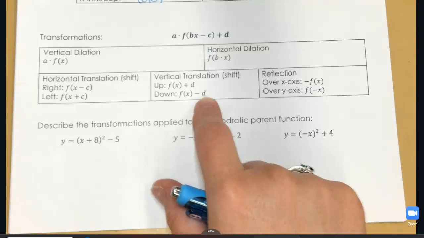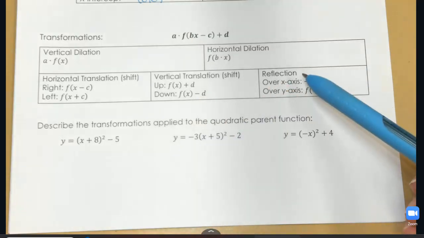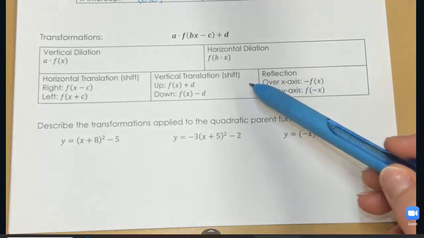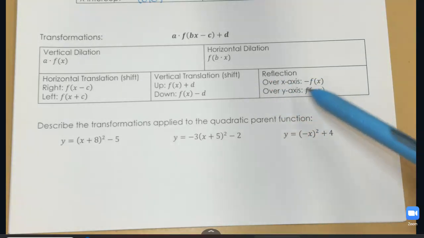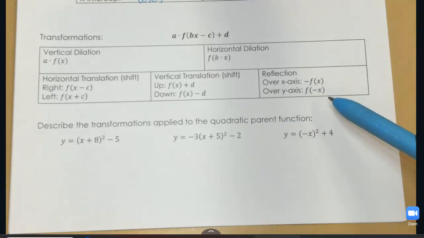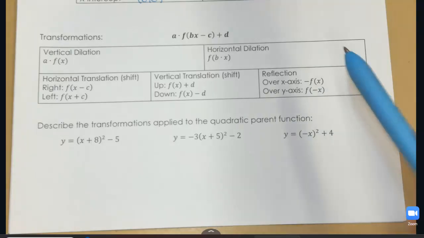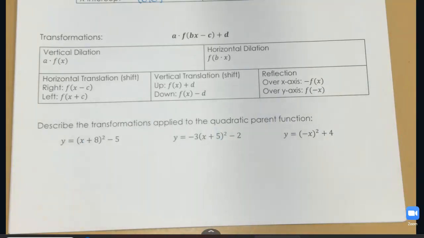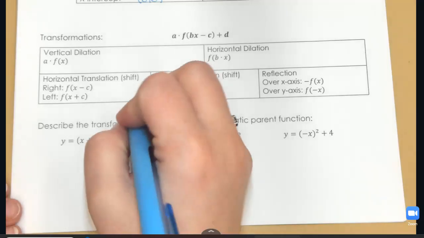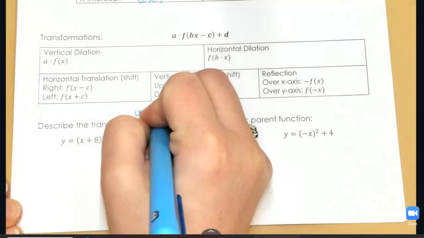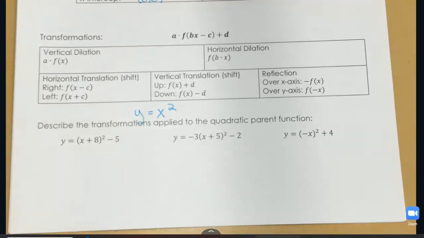And the last type of transformation is a reflection. We can reflect over the x or y axis by applying a negative. When the negative is outside, we're reflecting over the x-axis. When the negative is inside, we're reflecting over the y-axis. So we're going to look at these three, and remember your parent function, y equals x squared. That is what we are starting with.